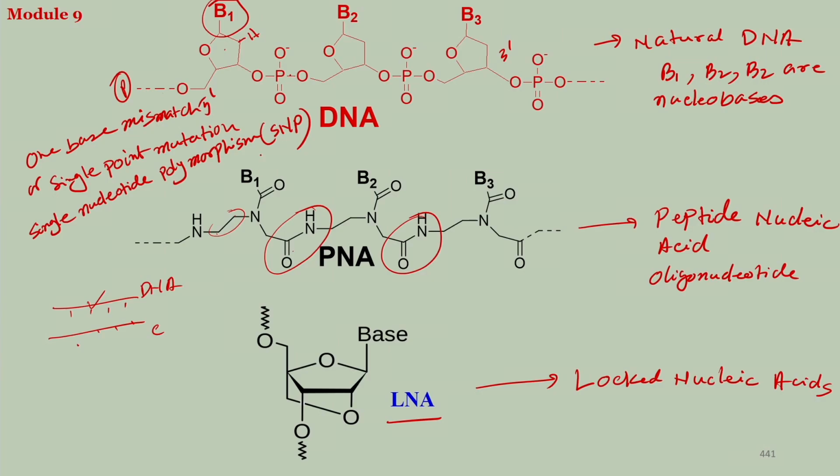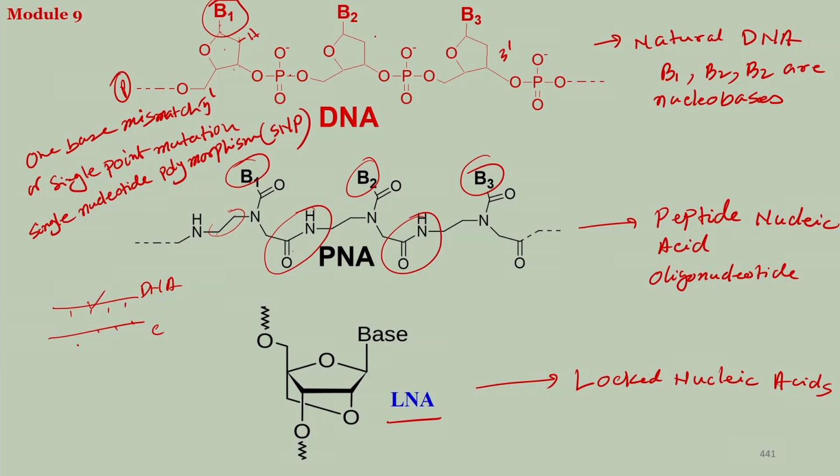And where is the nucleobase? The nucleobase is present here with, again, an amide bond or peptide bond, and then the nucleobase is attached here. If you go by the structural similarities between DNA and PNA, there are two things that are common. One is, of course, that both have nucleobases. The other thing is, if you go by the atomic chain length, the distance between B1 and B2 is almost the same in PNA as in DNA.